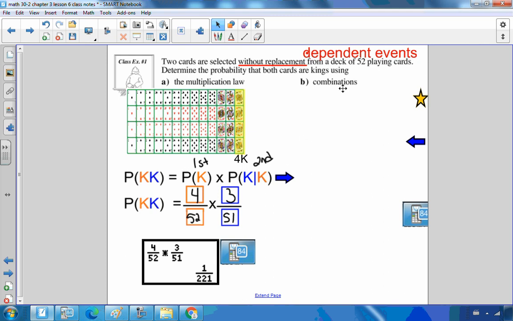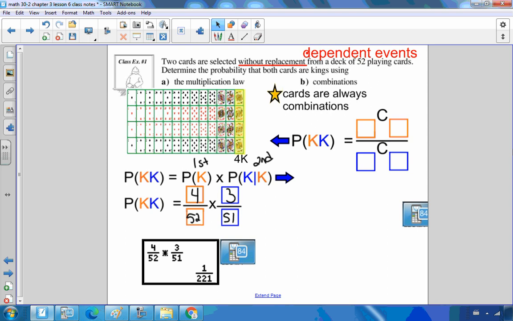Now let's look at that as combinations. So this could be a combination question, and cards for the most part are combination questions because it doesn't matter the order that I pick which king, as long as I get that king. So for this one here, I can look at it all together. So I want 2 kings. There are 4 of them and I want 2 of them. Out of 52 cards in the deck that I want 2.